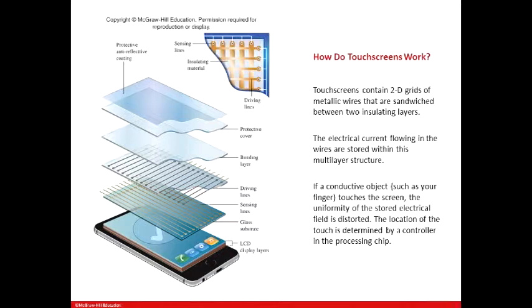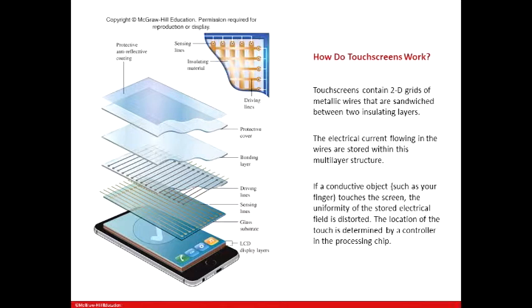Take a look at this slide. How do touch screens work? Well, this slide shows you how a touch screen actually works. And so we'll just read through the verbiage here, then we'll walk through the diagram. Touch screen contains 2D grids of metallic wires that are sandwiched between two insulated layers. Essentially, these wires are almost like sprayed on or coated on. They're actually deposited on in a particular pattern, and they have the contacts.